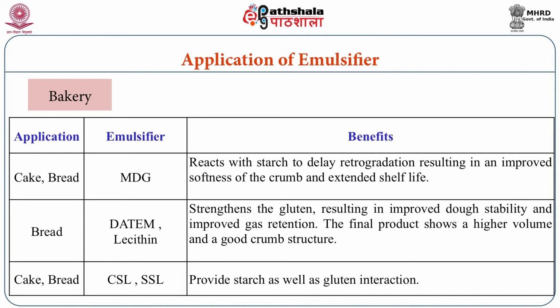Now in bread making, when we use DATEM as well as lecithin, that will strengthen the gluten, and that results in improved dough stability and improved gas retention. The final product shows a higher volume and a good crumb structure. Emulsifiers like CSL and SSL, when used in cake and bread, provide starch as well as gluten interaction.